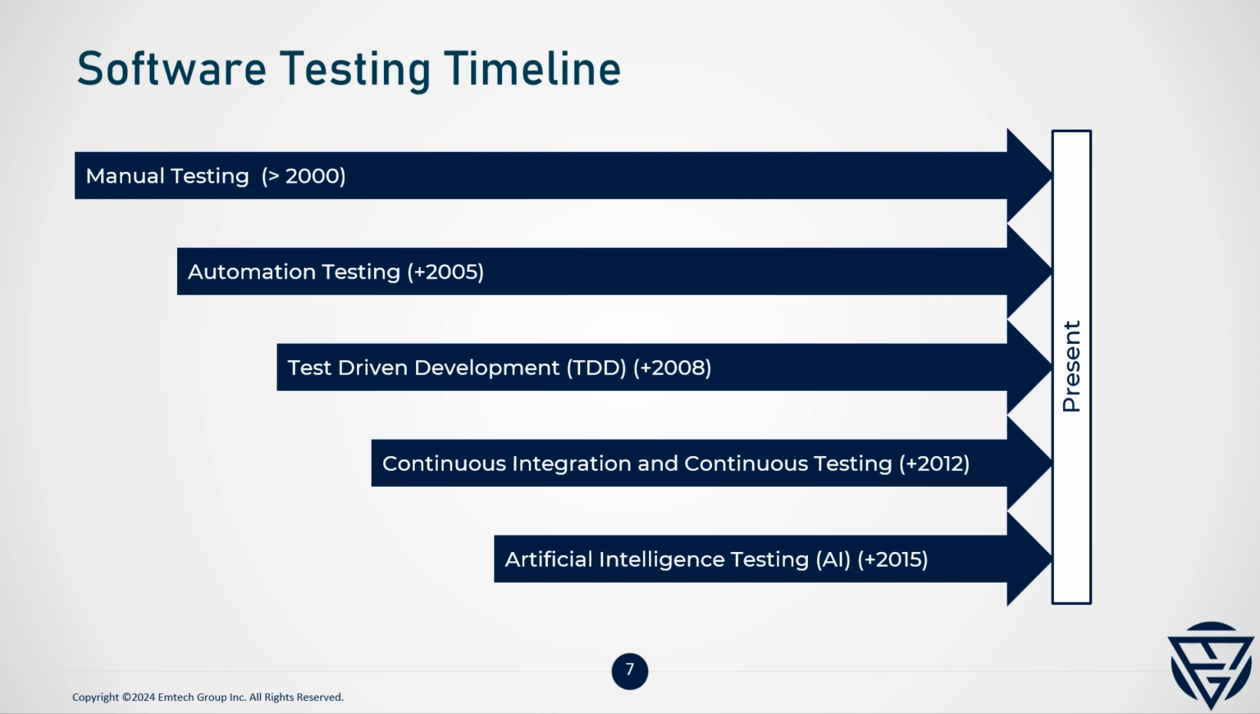Artificial intelligence and machine learning in test automation use algorithms to predict potential problem areas in software by analyzing past data. This predictive capability allows test engineers to proactively address areas vulnerable to faults, improving software quality.